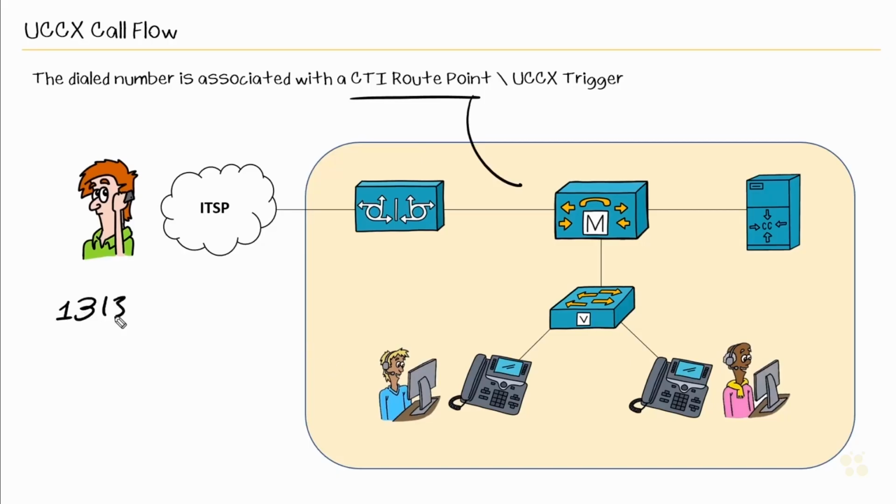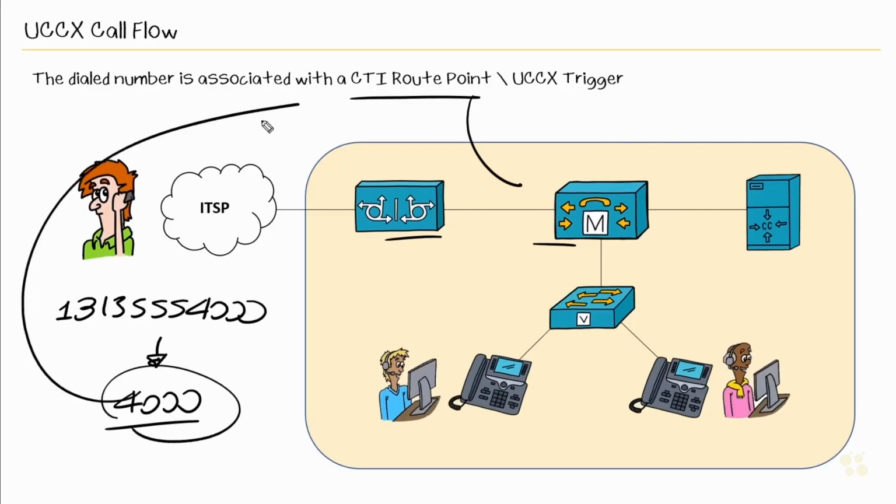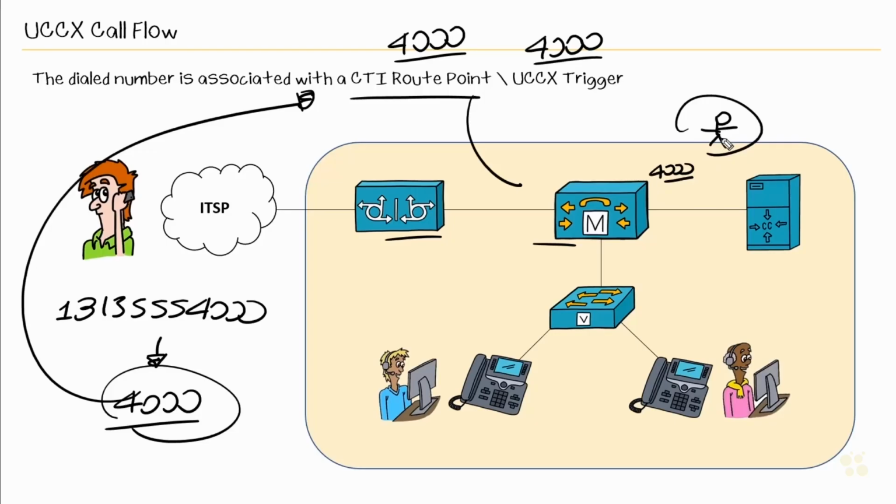So let's say, for example, that 1-813-555-4000, there's some transformation of the number either at CUBE or at CUCM, but at the end of the day, that number is 4000. And that 4000 is associated with a CTI route point on CUCM. So therefore, CUCM has a route point with the extension 4000, and CCX, I'm sorry, has a trigger also assigned 4000. So if you remember that JTAPI user, CUCM now has a CTI route point 4000 that's associated with this CCX JTAPI user.